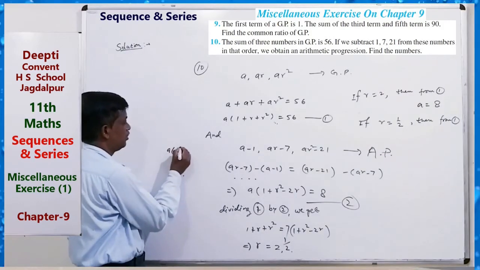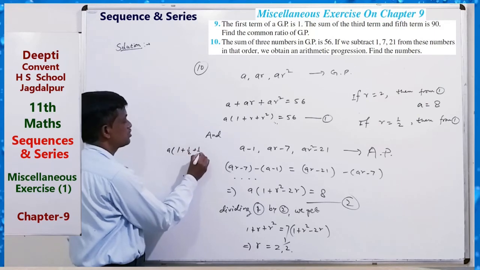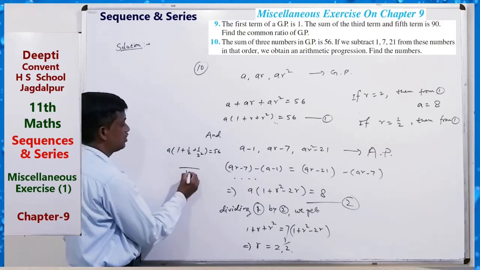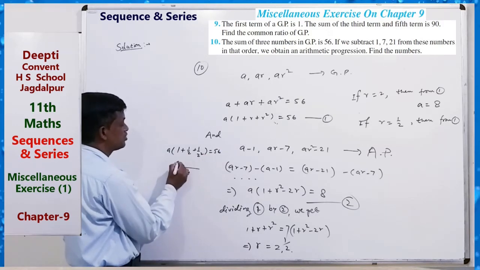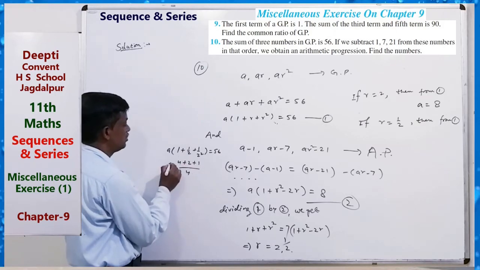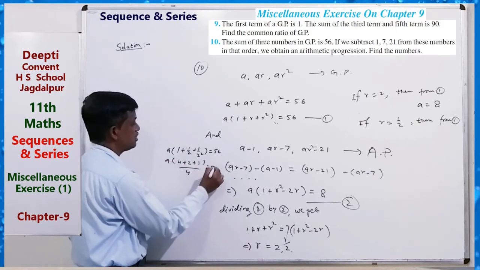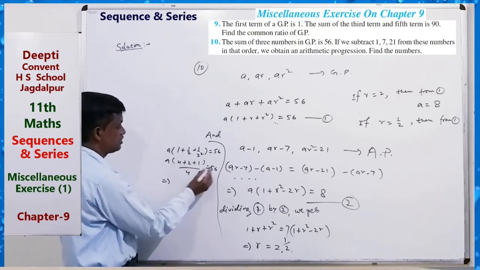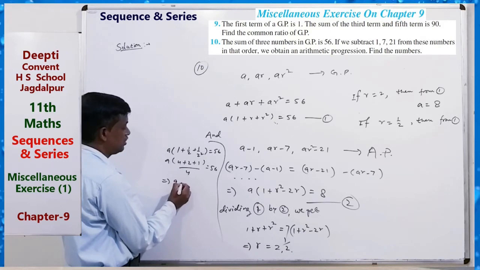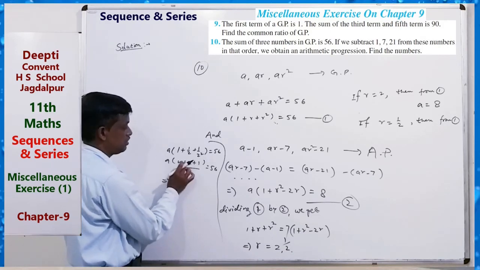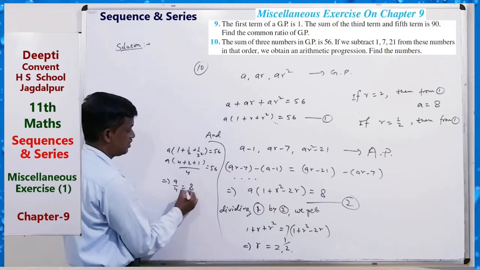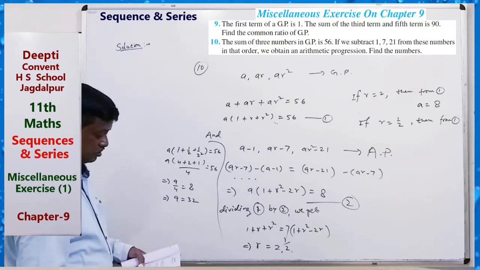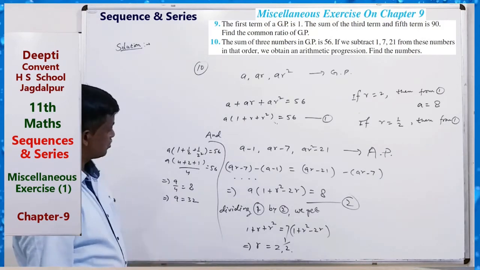a times (1 plus 1 by 2 plus 1 by 2 square) equals 56. Solve it. 2 square is 4, so 4 plus 2 plus 1 is 7, and 7 a by 4 equals 56. So a equals 32. Here a equals 32.